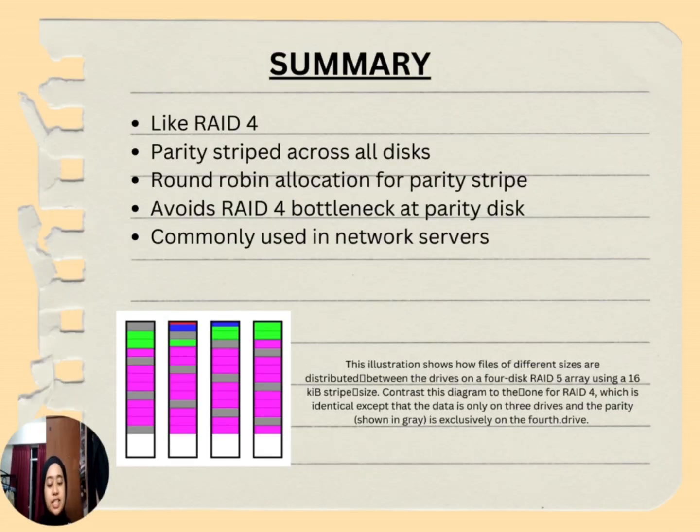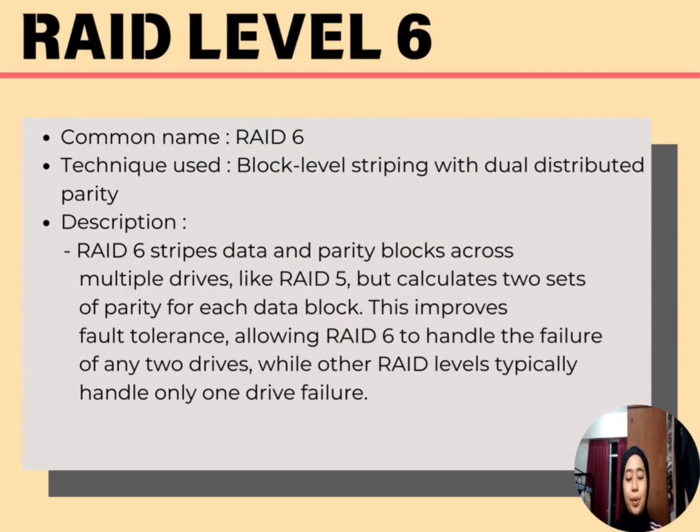This RAID 5 is similar to RAID 4. Parity is striped across all disks, with round-robin allocation for parity stripes, avoiding the RAID 4 bottleneck at the parity disk. Commonly used in network servers.